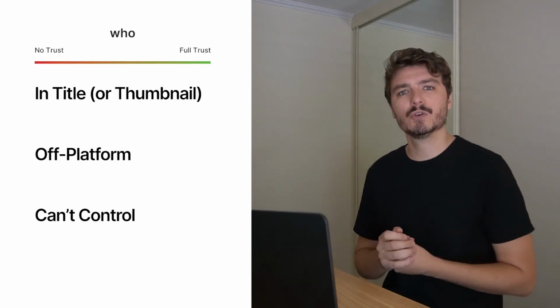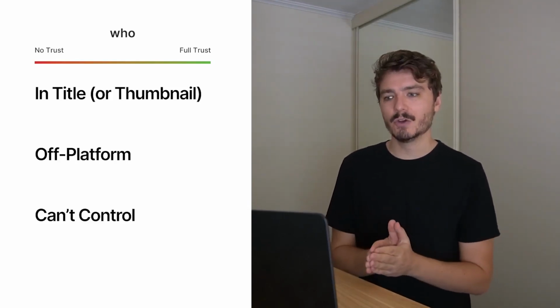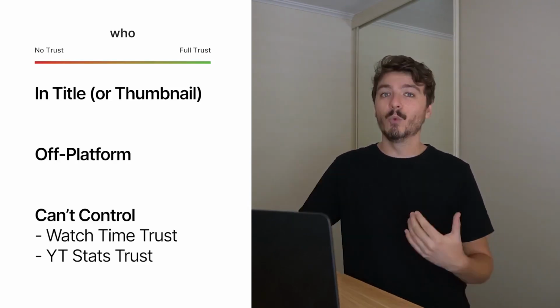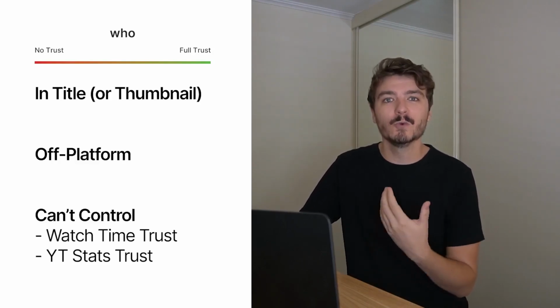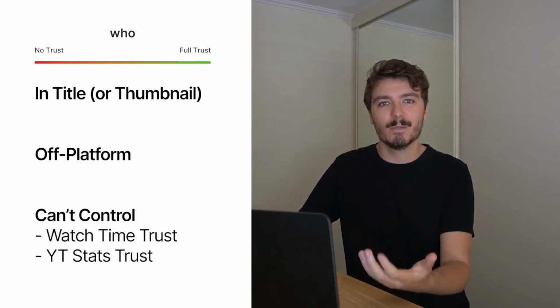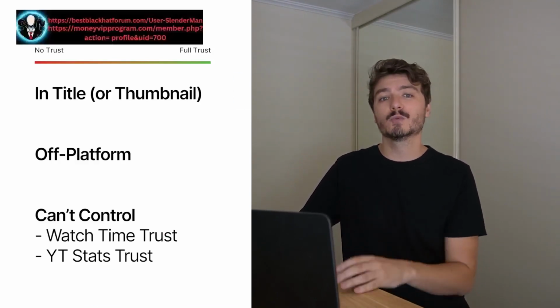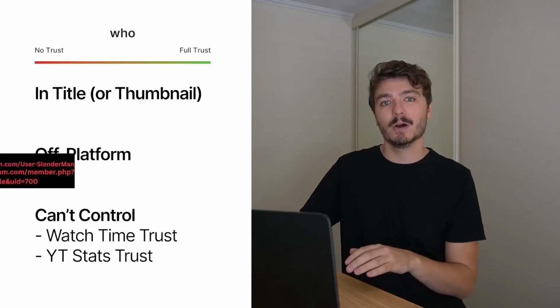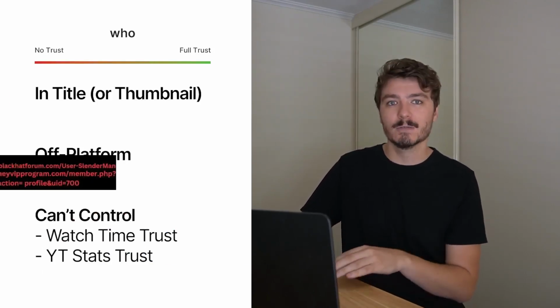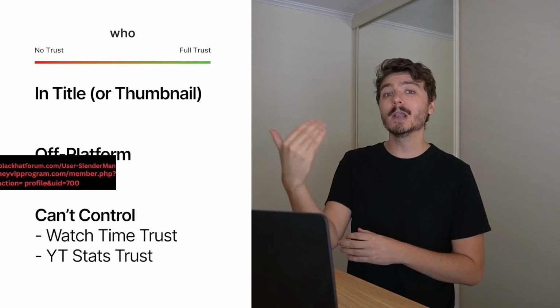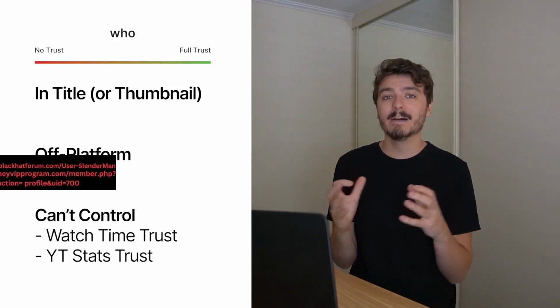So let's start with the 2 that you can't control. These 2 that you can't control are watch time trust and YouTube stats trust. Watch time trust is basically the more you watch someone, the more trust you get with them, meaning you are more likely to watch their next video. For example, if you watched one of my videos for 10 minutes and you thought, hey, this guy actually knows what he's talking about, I really like him, the next time I post and you see that in your feed, you are more likely to click on it because you have that watch time there.